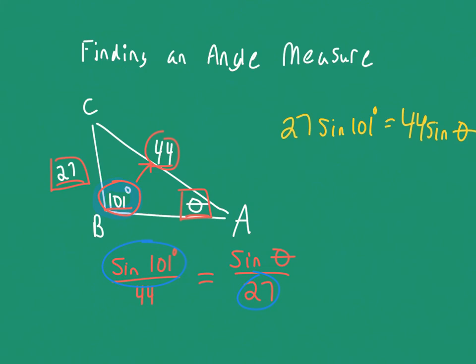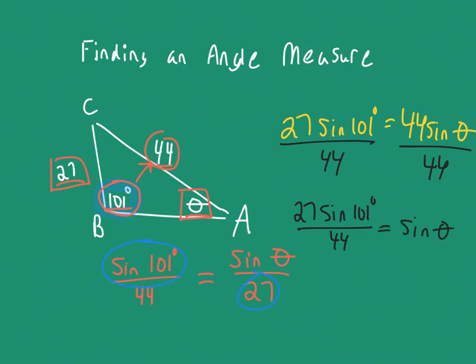And what we're going to do to solve, our first step is going to be divide both sides by the 44. Okay, I'm going to get 27 times the sine of 101 over 44. That's going to equal the sine of theta. Okay, so let's do that expression on the left. We'll just do it in a calculator. Again, make sure you have the parentheses around the angle measure. So 27 times the sine of 101, close the parenthesis. When I divide by 44, you're going to get a decimal. It's going to be, in this case, .6024, if I round that.